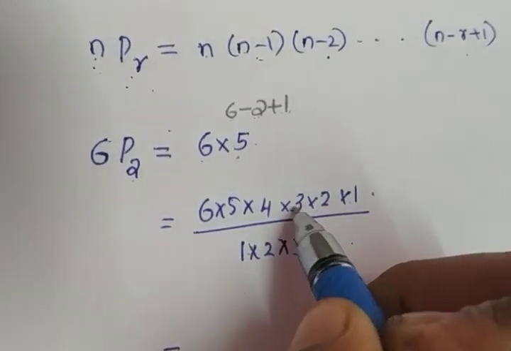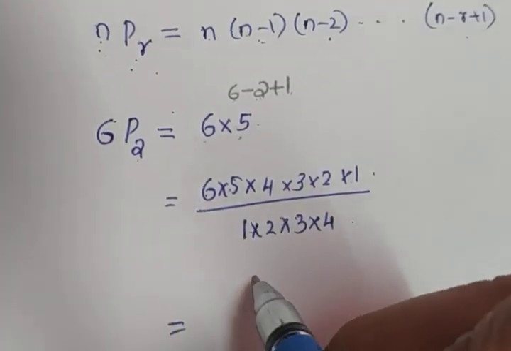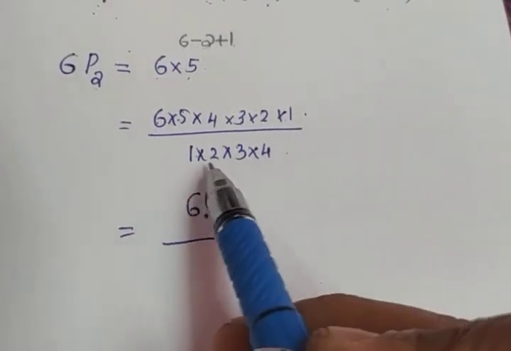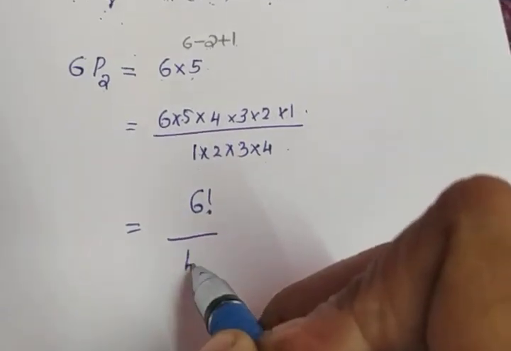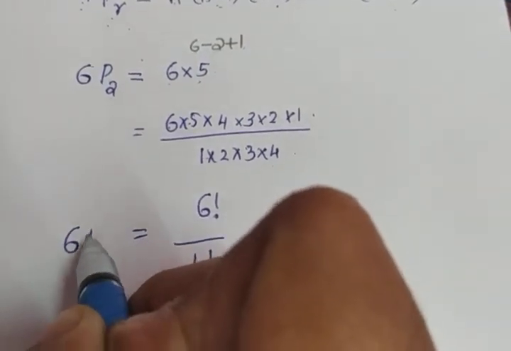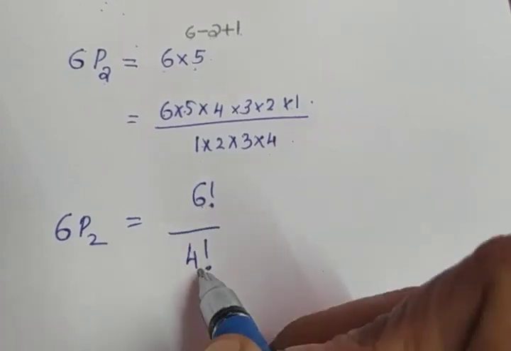1 into 2 into 3 into 4 into 5 into 6. It is actually 6 factorial. So that divided by 1 into 2 into 3 into 4. What is that? 1 into 2 into 3 into 4 is 4 factorial. So what we can say, 6P2 is equal to 6 factorial by 4 factorial.